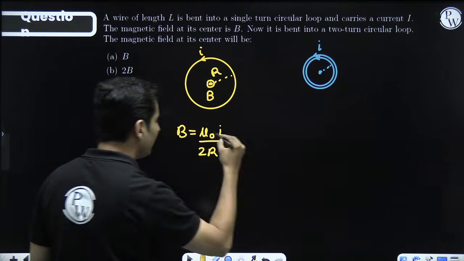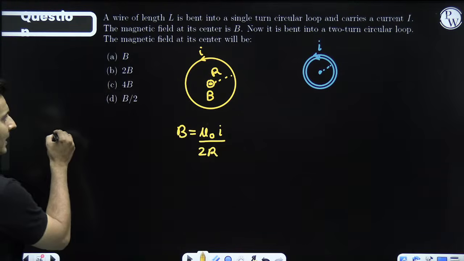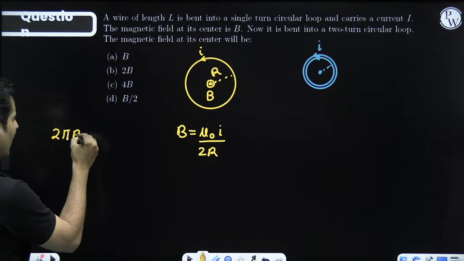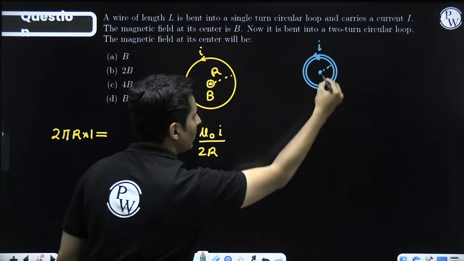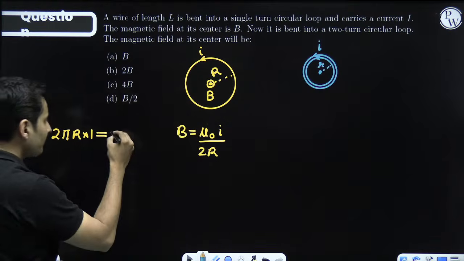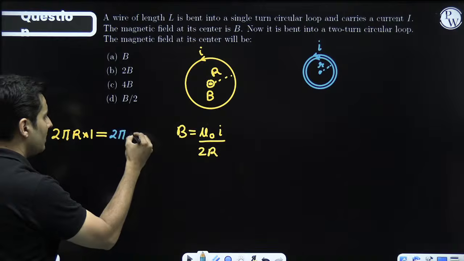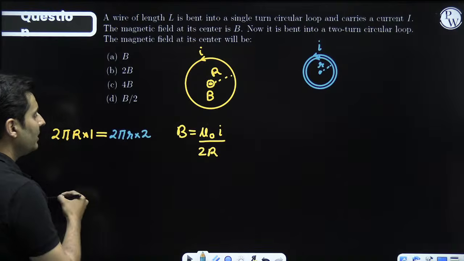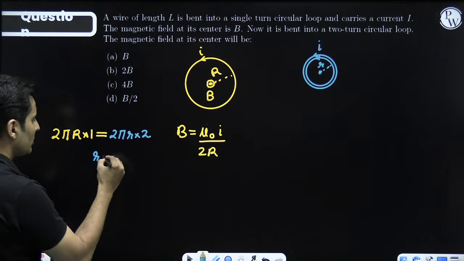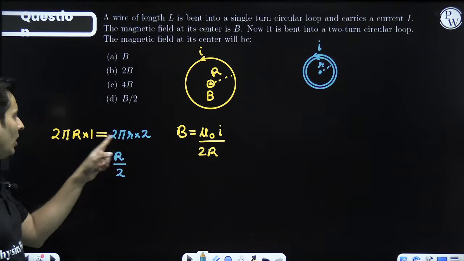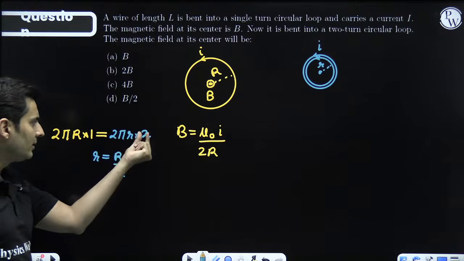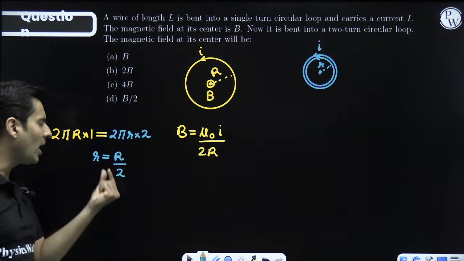Yes, your total perimeter length should be constant. So initially the length was, if I say 2 pi R, and there was only one round. Later on, whatever that radius is, it will be 2 pi small r but into 2. There were two rounds. So small r is capital R divided by 2. This 2 comes below this R, so R by 2.